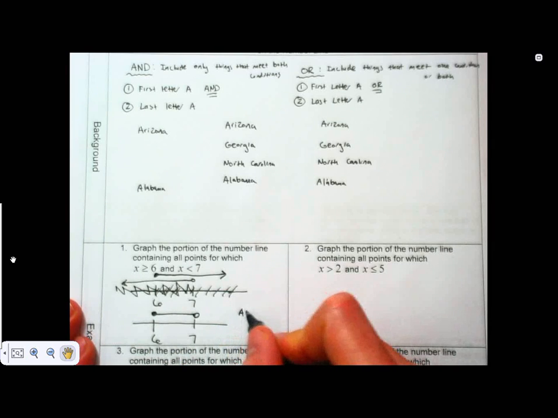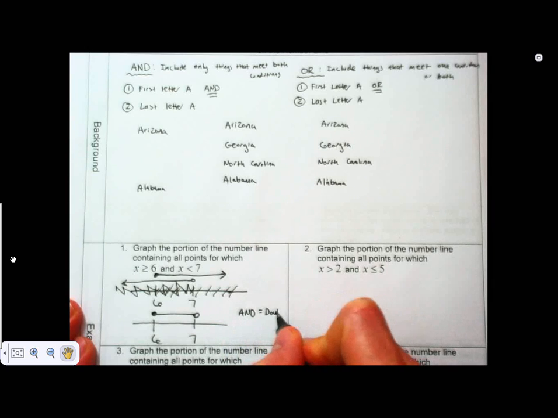So my answer is going to be only graphing the portion of the number line between 6 and 7, because those are, again, the only numbers that meet both conditions. So you can think of and as the double shaded portion of the number line.